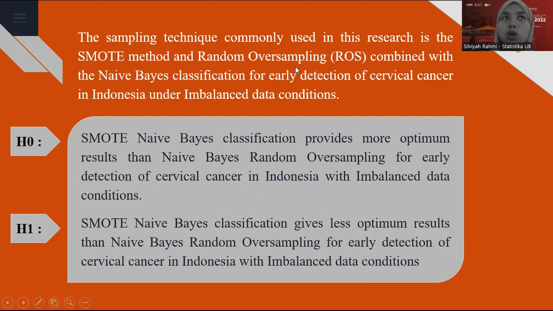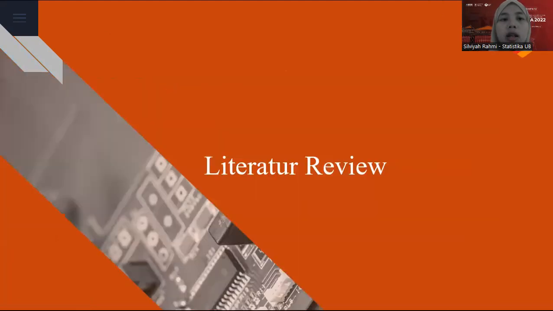We want to compare between two sampling techniques for imbalanced data. And this is our hypothesis. The null hypothesis is that SMOTE naive Bayes classifier provides more optimum results. And the alternative hypothesis is that SMOTE naive Bayes gives less optimum results. And we would like to provide it in the results.